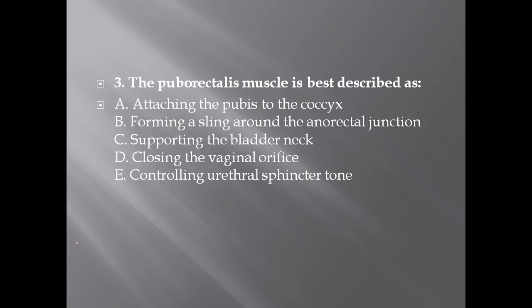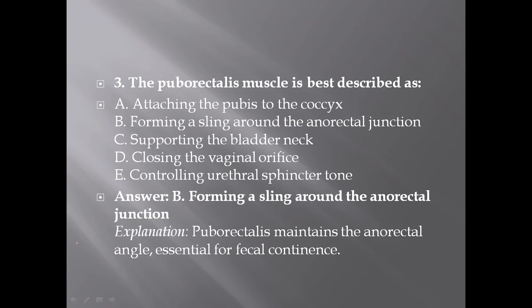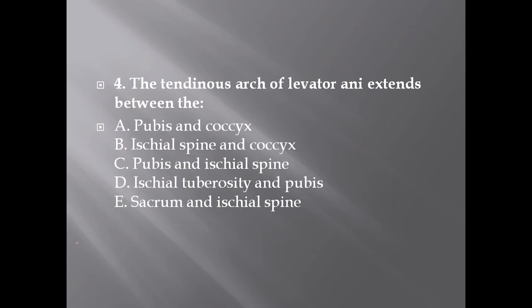3. The puborectalis muscle is best described as A. Attaching the pubis to the coccyx. B. Forming a sling around the anorectal junction. C. Supporting the bladder neck. D. Closing the vaginal orifice. E. Controlling urethral sphincter tone. The answer is B. Forming a sling around the anorectal junction. This is because puborectalis maintains the anorectal angle essential for fecal continence.